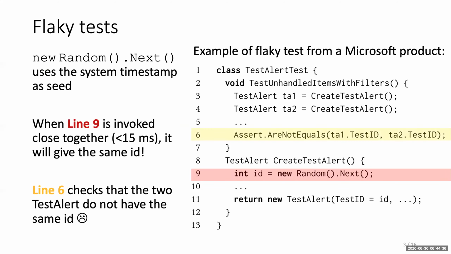And this is problematic because, as you can see from line 6, it is actually checking whether or not the 2 test alerts created at lines 3 and 4 have the same test ID or not. And it would fail the assertion if the 2 IDs are the same.